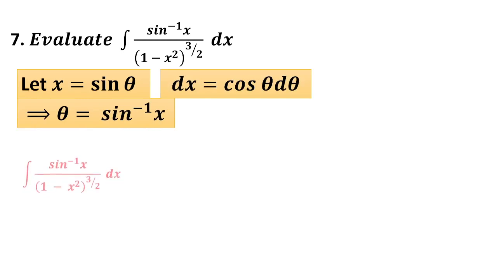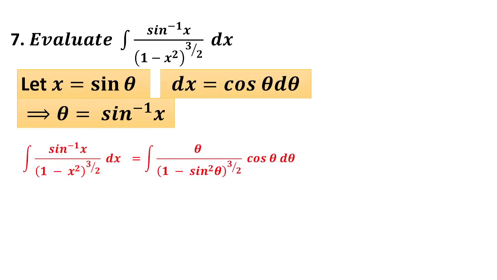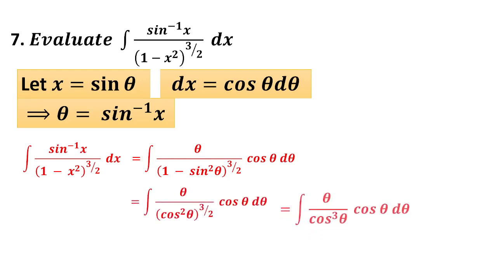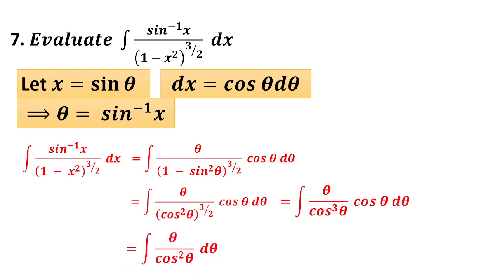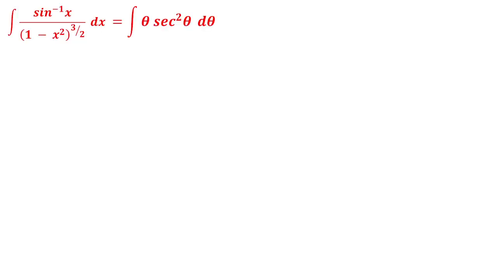Theta is sin inverse x. I am replacing everything. Denominator (1 minus sin square theta) whole power 3 by 2 into cos theta d theta. The denominator is cos cube theta, so theta by cos cube theta into cos theta, which is theta upon cos square. What is 1 by cos square? Secant square.